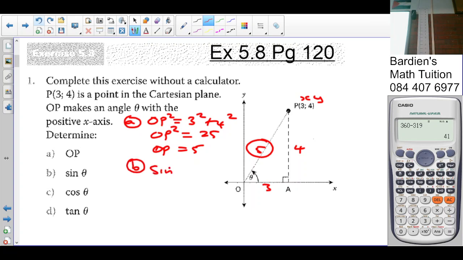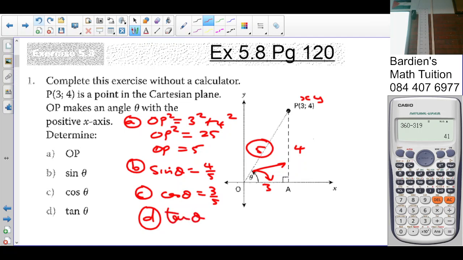So sine of theta. Sine stands for opposite over hypotenuse. So it's 4 over 5. C, sorry. C, cos of theta. Cos is adjacent over hypotenuse. So it's 3 over 5. D. Tan of theta. It's going to be opposite over adjacent, which is 4 over 3. Okay, you all okay with that?